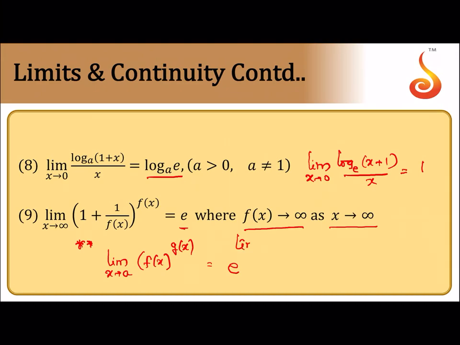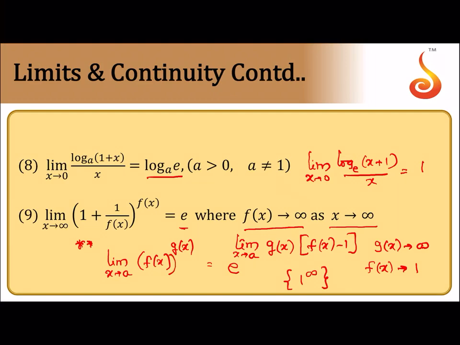Here, only one more I mention. It's very, very important. I'll put a double star. Limit x tending to a, f of x whole to the power g of x is equal to e to the power limit x tending to a g of x into f of x minus 1. Under what condition? Under the condition f of x is tending to 1, g of x is tending to infinity. We also say 1 to the power infinity form.